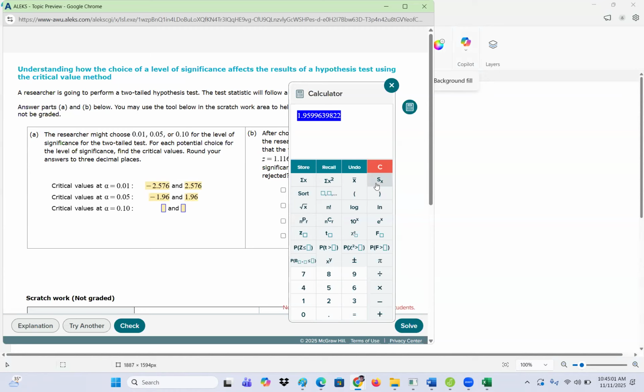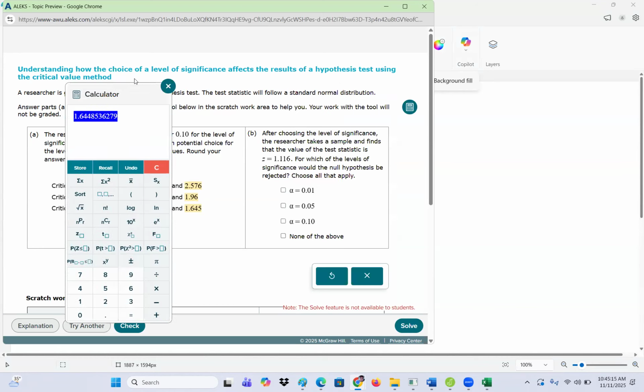That's 5%. So we can do the Z of 10%. That's going to be 0.05. Its two tail is 1.645. Yeah, it takes me long to write them down.